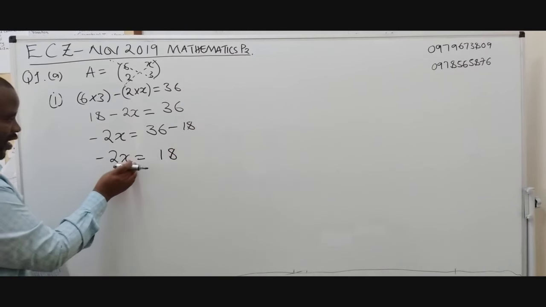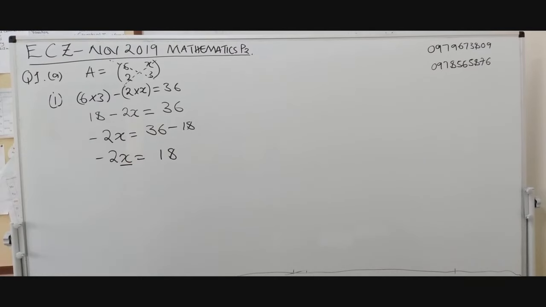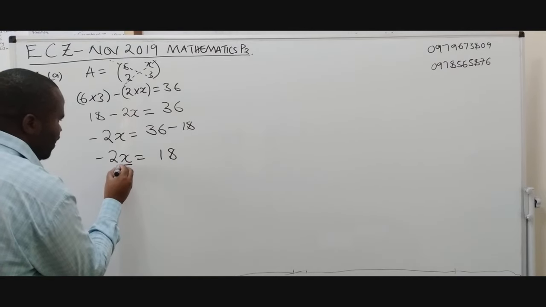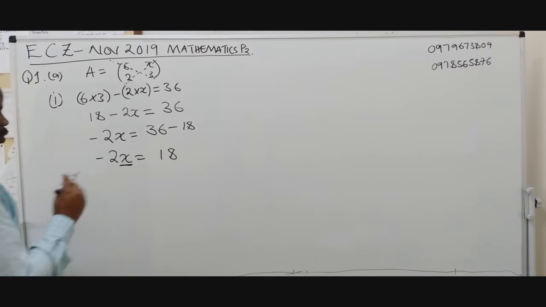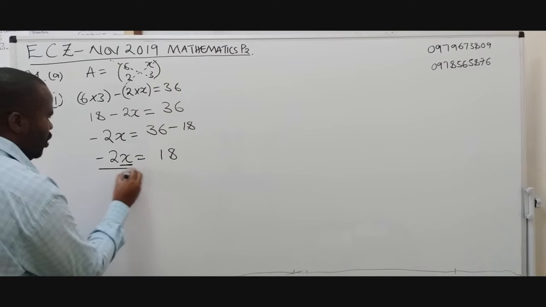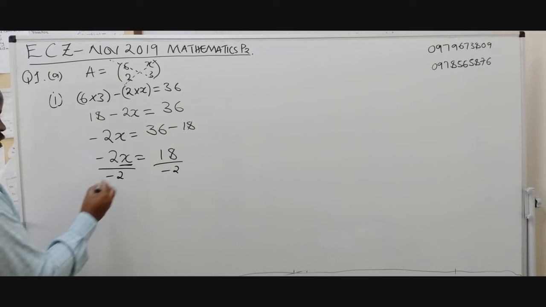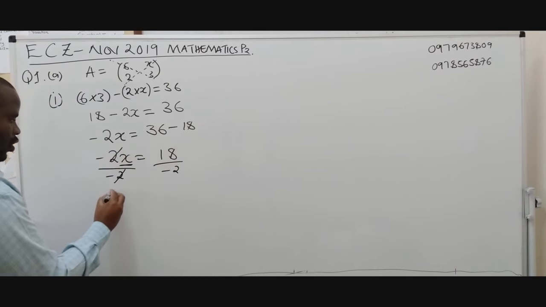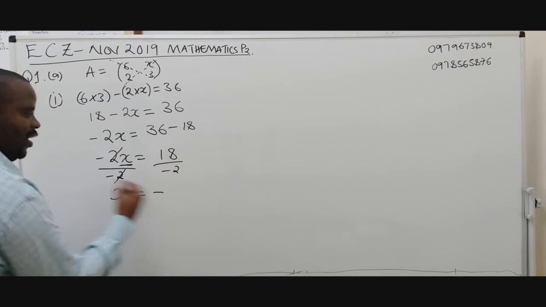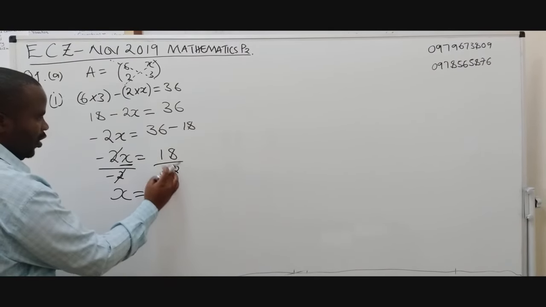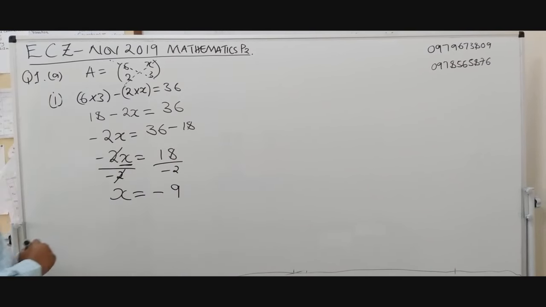The question is, how do I get x? Our interest is to get x, and not negative 2x. So we divide by what we don't want, negative 2 by negative 2. Negative 2 and negative 2 cancel, and we remain with x. X is equal to negative into positive, the answer is negative, then 18 divided by 2, the answer is 9. So x is negative 9.